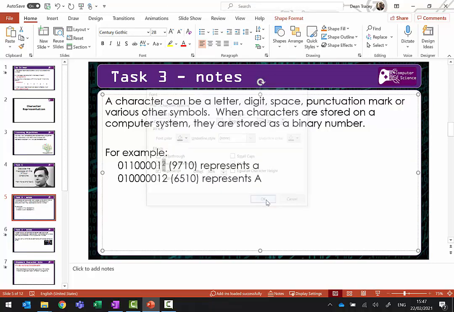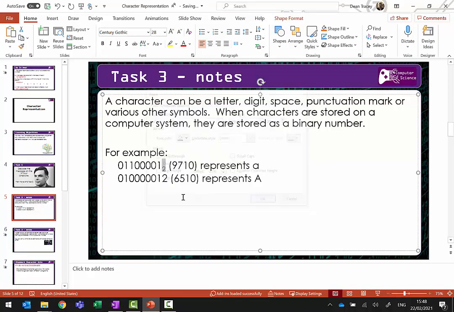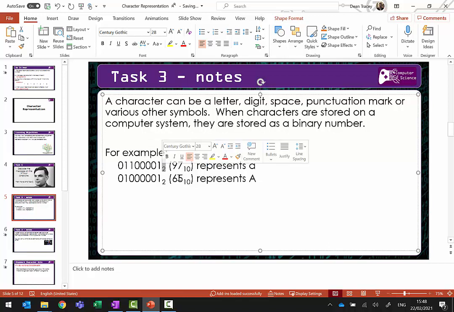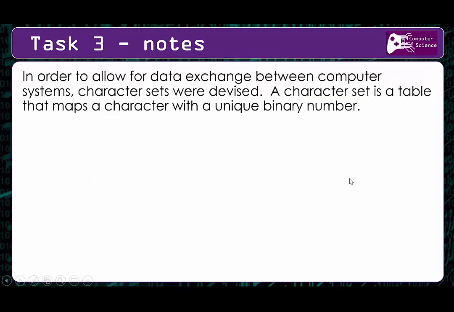Superscript, is that at the top or the bottom? Typical, wrong one. Let's change that again to subscript. Okay, so that's what it should look like. It should have a little 2 there. Kind of format painter it. There we go. So this is what it should look like. Okay, so this binary number here, we know it's binary because of the tiny little number 2, is 97, which represents an A, etc. So that is how characters are stored in a computer system.